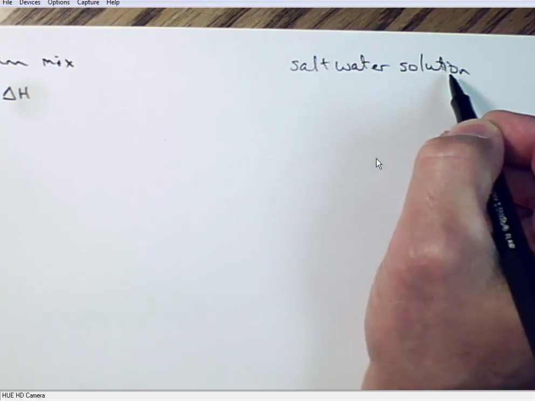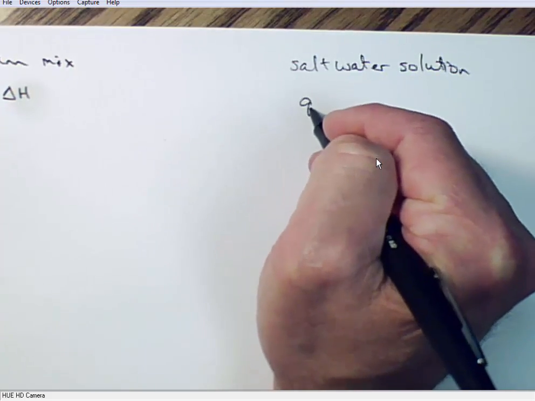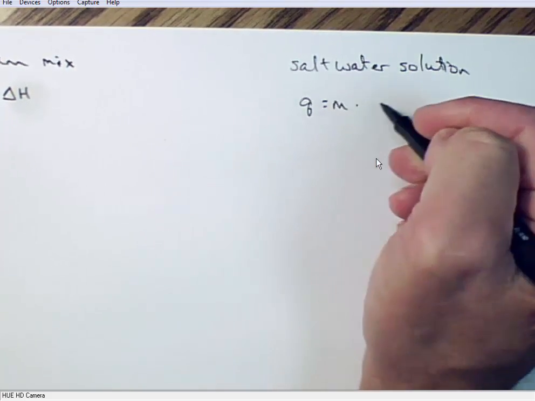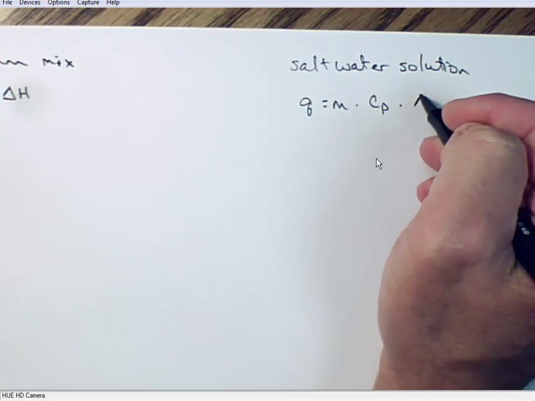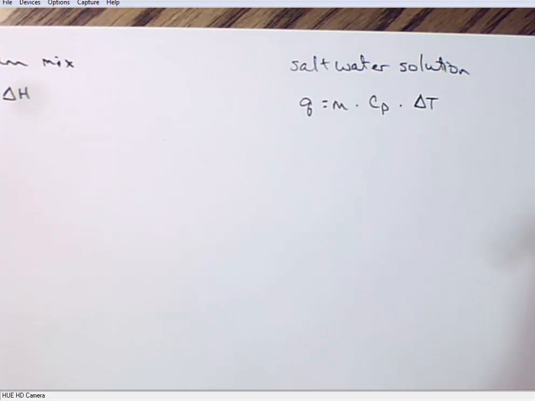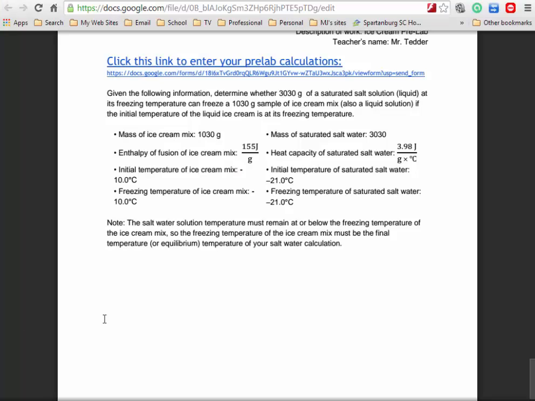So since we're warming up the salt water solution, the equation we're working with is Q equals mass times the specific heat of the salt water solution times the change in temperature. So let's go back to our problem here and look at the values we have.